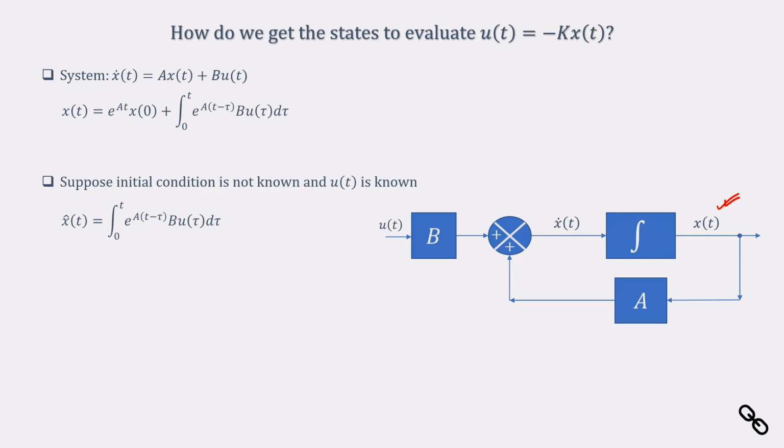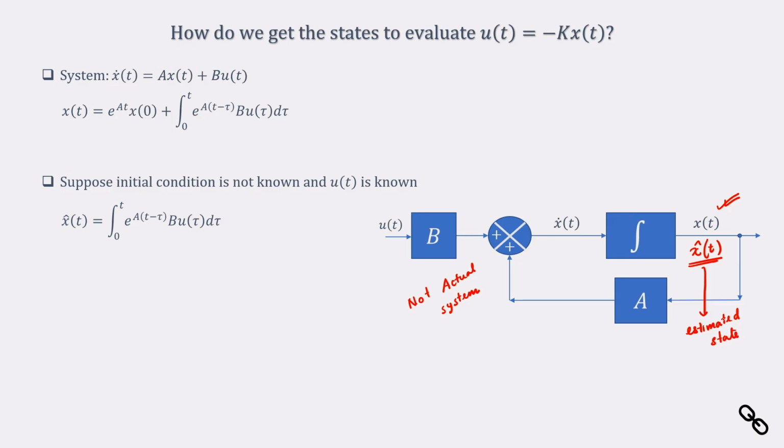Remember, this is not the actual system. This is the system that you have created, you have copied the system, you have created a version of the system and you are running this system to get what is known as x hat t. X hat t is the estimated state, this is not the actual state.